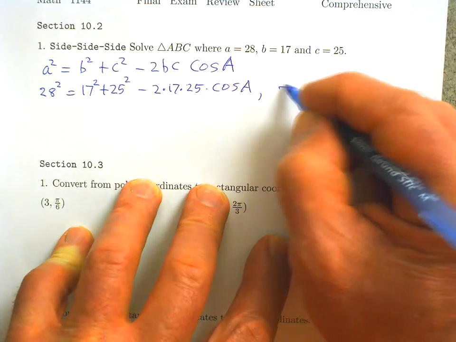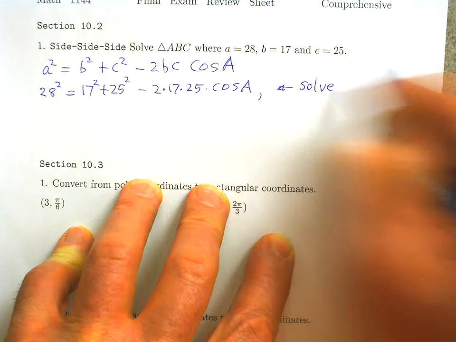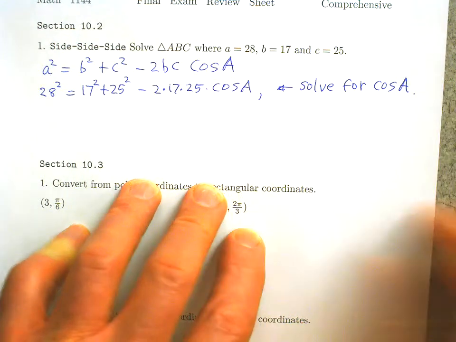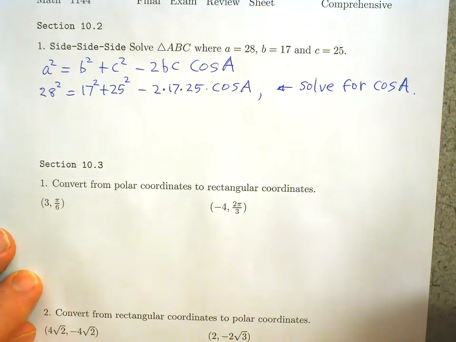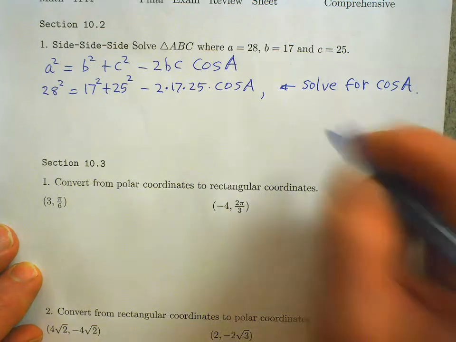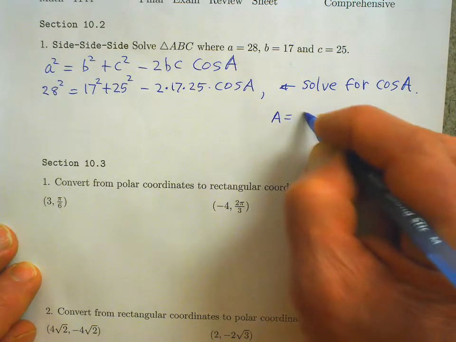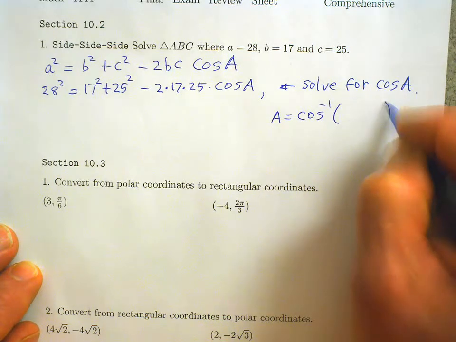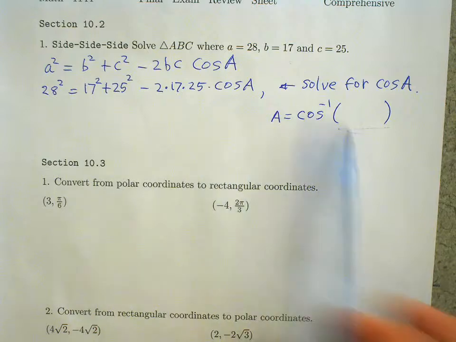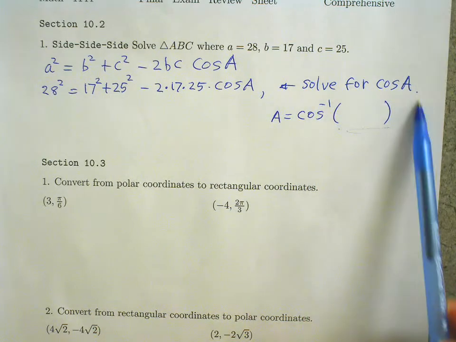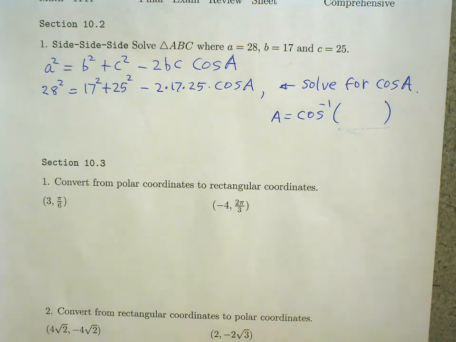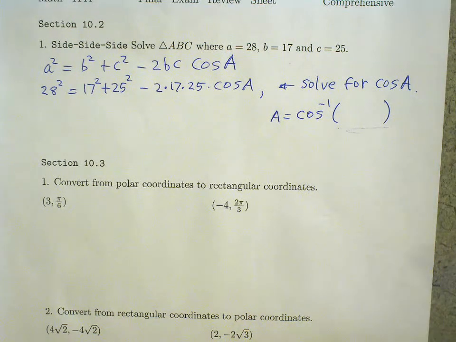And then solve for cosine of alpha. And then once you have cosine of alpha equal something, then you can find that A is equal to the inverse cosine of whatever that quantity is. So the algebra and arithmetic is pretty basic, that you should be able to do that. And then if you have to find angles B and C, you would just do the same process.